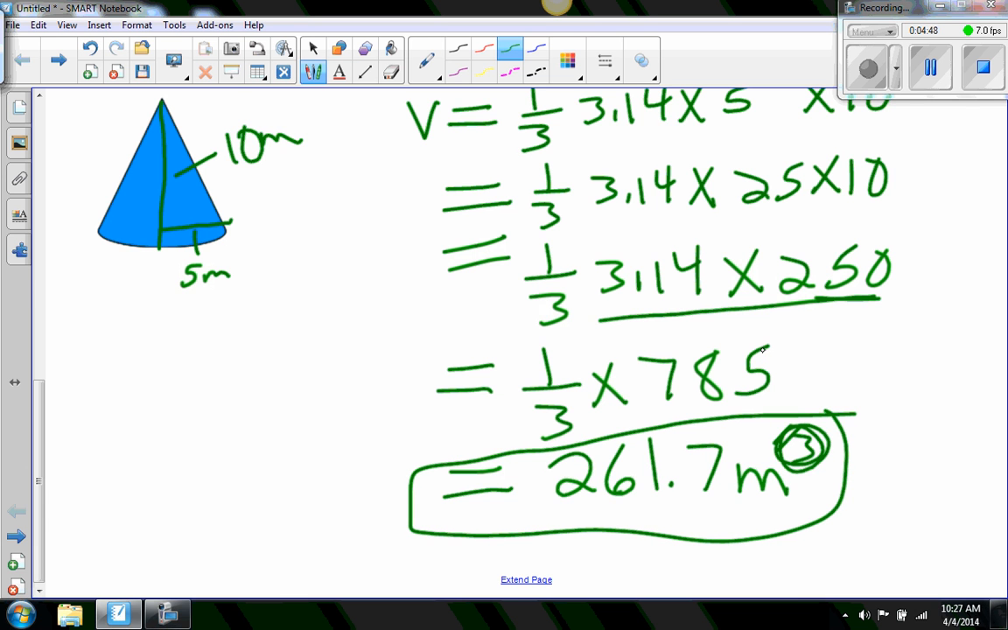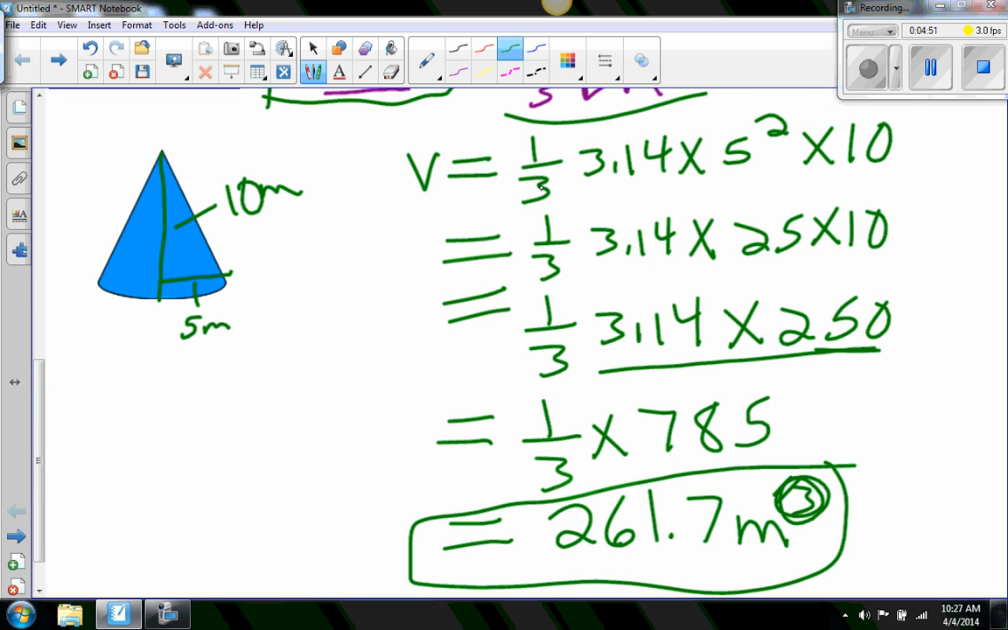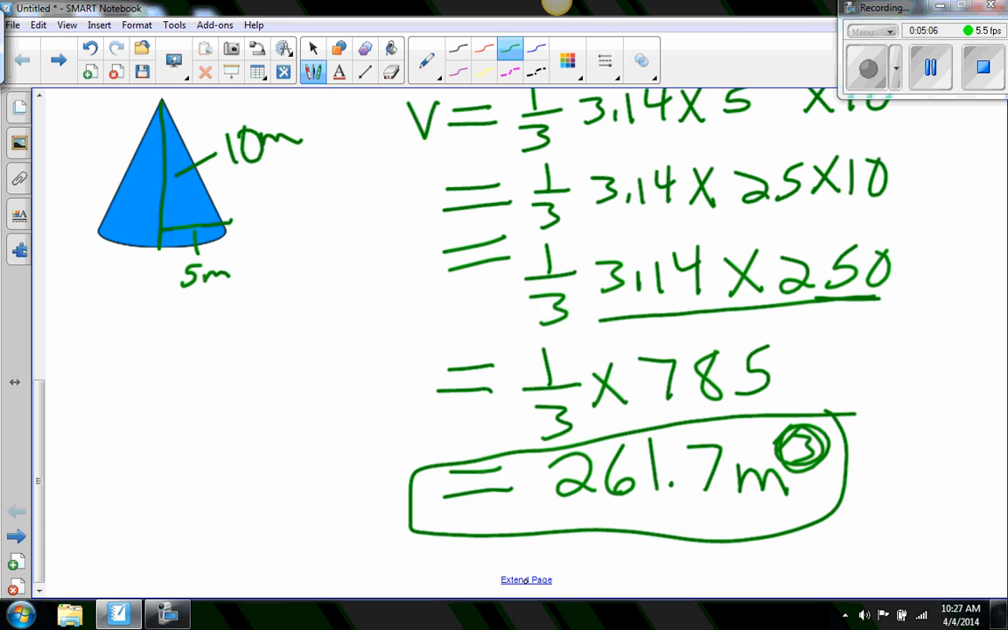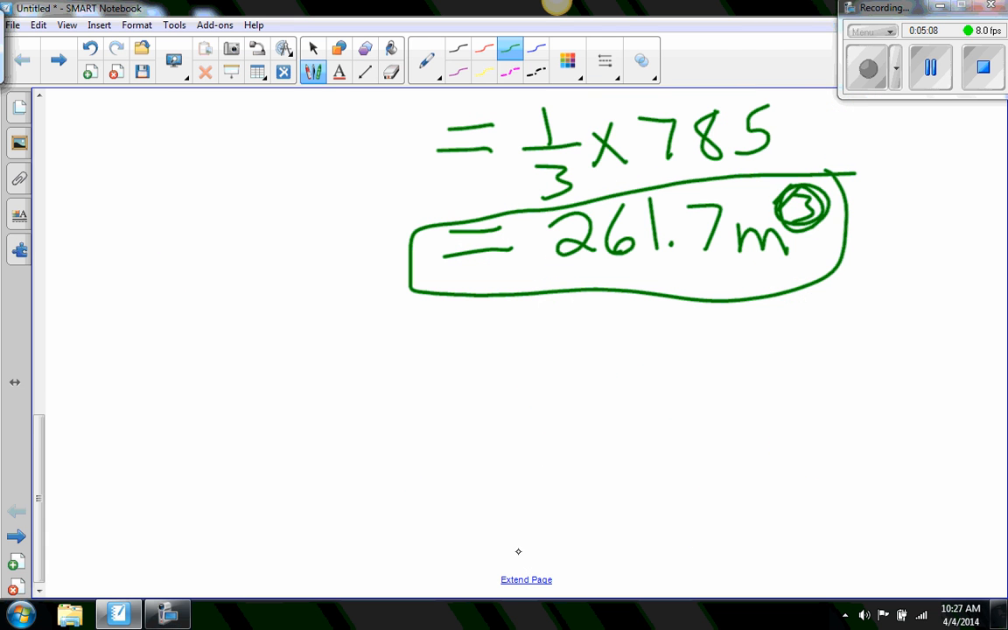So again, go back up here. Look at what I did. 1/3 pi r squared h. And then you're just doing order of operations again. The 1/3 I would leave until the end unless there's something over here that can be divided by 3. If it's not, wait till the end, because a lot of times when you divide by 3 you end up with repeaters and then you get really weird numbers.